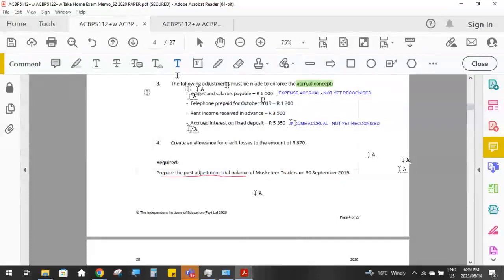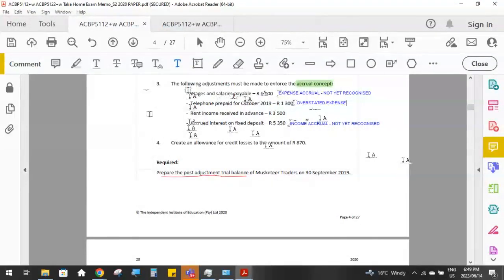So over here we've got wages and salaries that we haven't yet expensed. Here we've got interest on our fixed deposit that we haven't yet recorded as income. So that's an expense accrual. This is an income accrual. And then the other 2 types of accrual are, this is telephone prepaid for October, so this we could call an overstated expense.